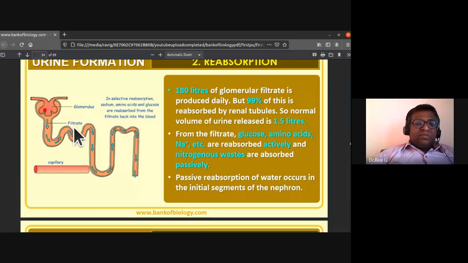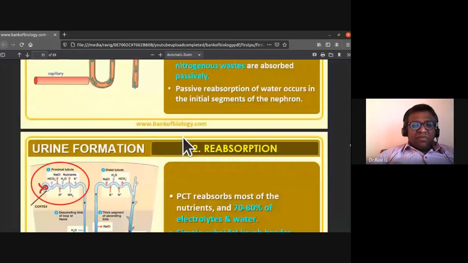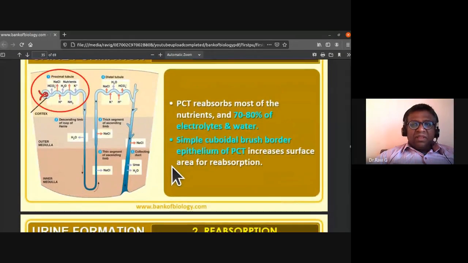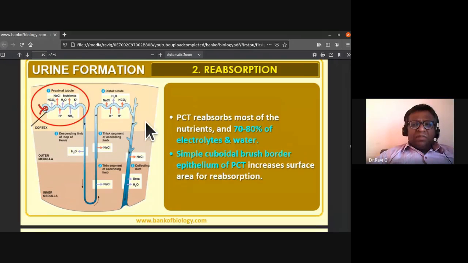The passive reabsorption of water occurs in the initial segments of the nephron. The proximal convoluted tubule, PCT, which is nearer to the Bowman's capsule, reabsorbs 70 to 80% of electrolytes and water.